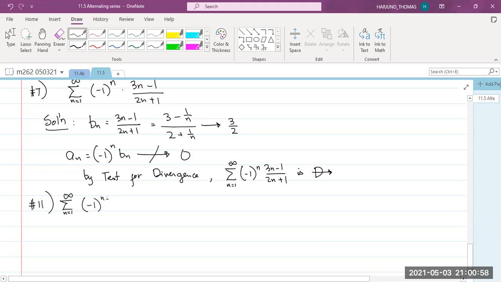The series is (-1)^(n+1) times n squared over n cubed plus 4. Bn is equal to n squared over n cubed plus 4. Let me show that this is actually convergent to 0 first. Divide by n squared, and this will converge to 0, right? So it is at least convergent.